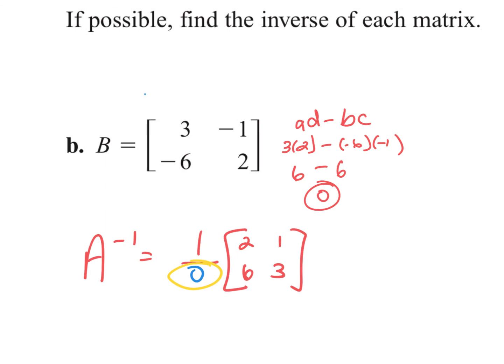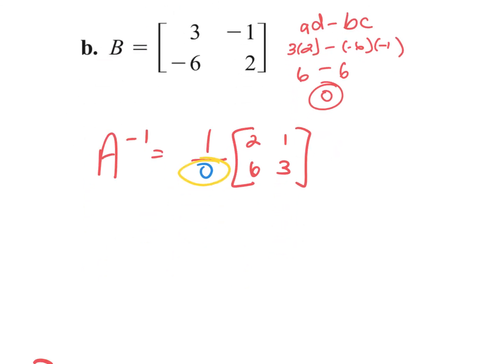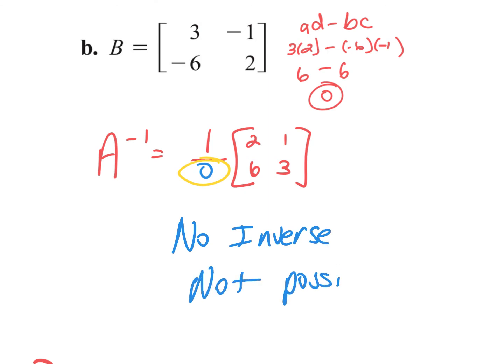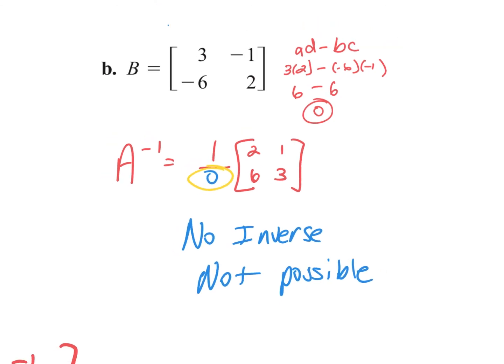So when you get that value, it's called the determinant. When the number underneath the 1 becomes a 0, then your answer here is either no inverse. I think on WebAssign they want you to say not possible. Impossible, maybe. They get real creative with their answers. But when this value underneath becomes 0, an inverse does not exist for this matrix.